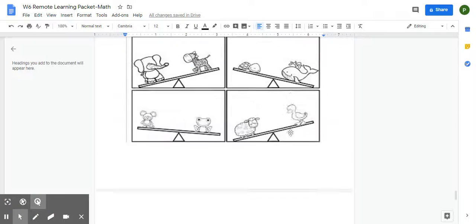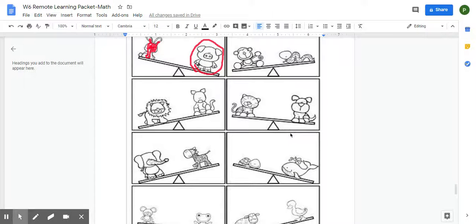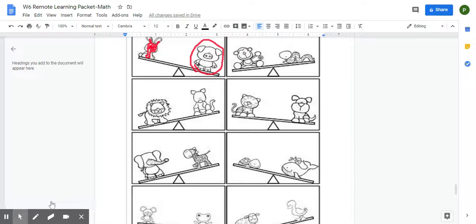All right, scholars, this is what this packet's going to look like this week. Again, comparing weight and comparing length, okay? Thank you, guys.